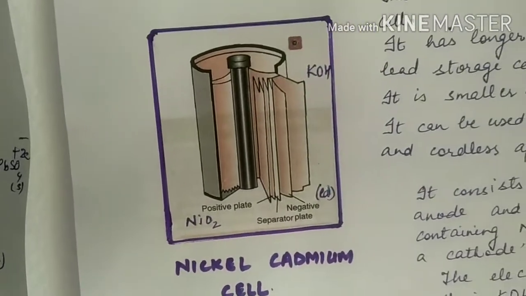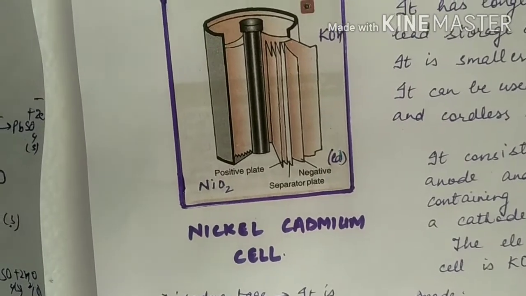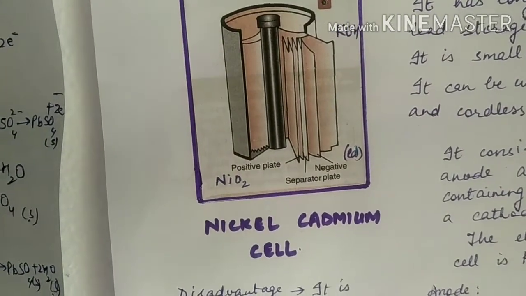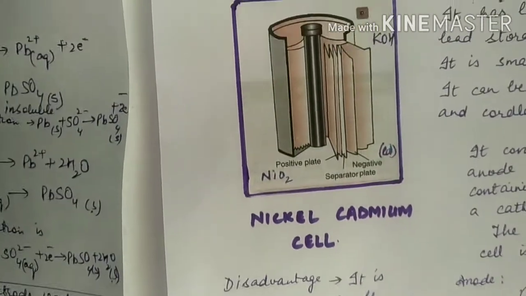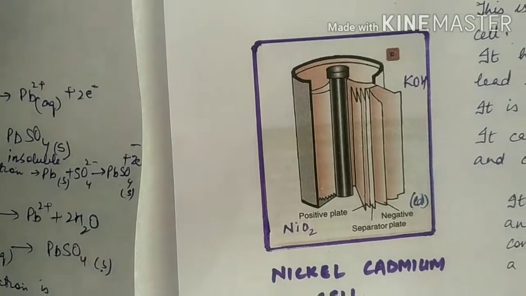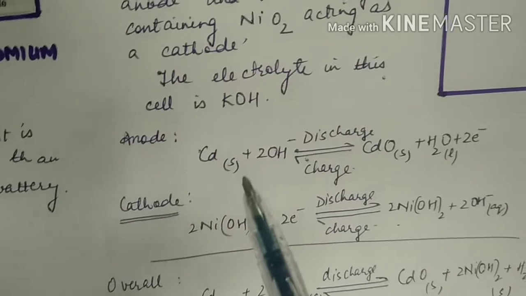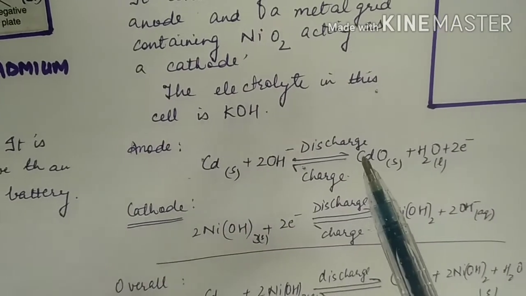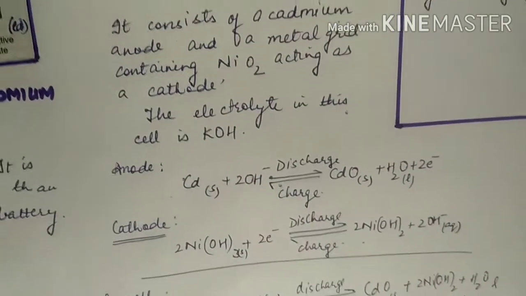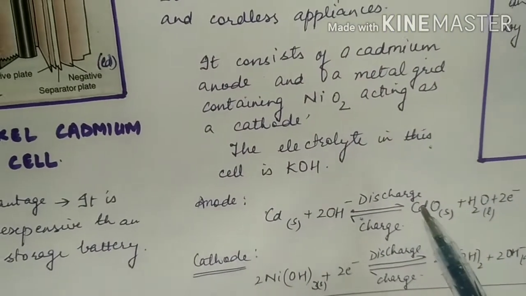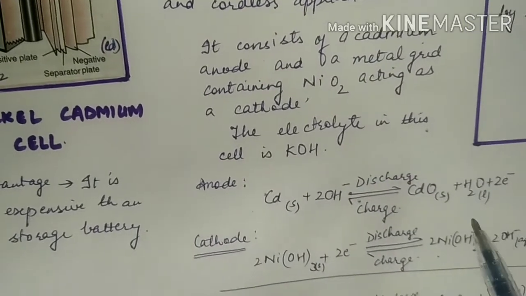The advantage of this nickel cadmium storage cell is that it is smaller and lighter and can be used in portable and cordless appliances. The electrolyte is potassium hydroxide, and the reactions that take place are, at the anode, cadmium plus hydroxide ions form cadmium oxide, electrons and water. This is during discharge, when the cell is working as an electrochemical cell and producing electricity.